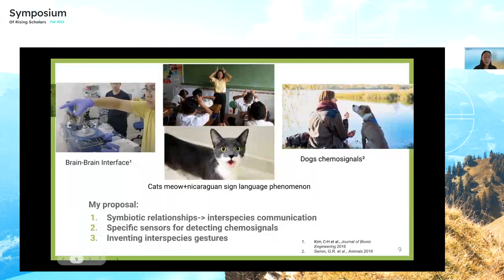A recent technological attempt to cooperate with other non-human animals is the brain-brain interface, which allows a human brain to directly control another animal's behavior. However, in this type of technology, there's no communication between the human and the animal. Therefore, a better way of cooperation is needed.